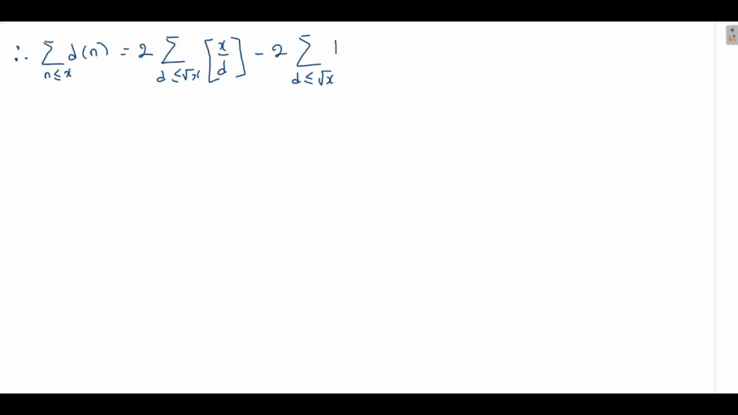So therefore, the summation over n less than or equal to x of d of n would be equal to twice the summation over d less than or equal to square root of x of the greatest integer of x by d, minus twice the summation over d less than or equal to square root of x of d, plus the greatest integer of square root of x. Okay, let's see what we have here.